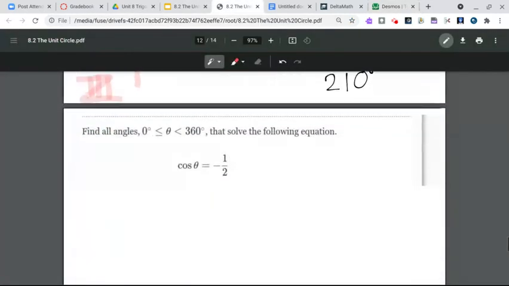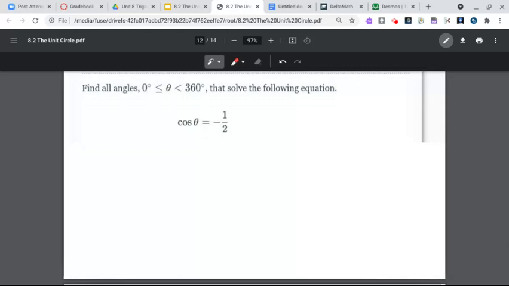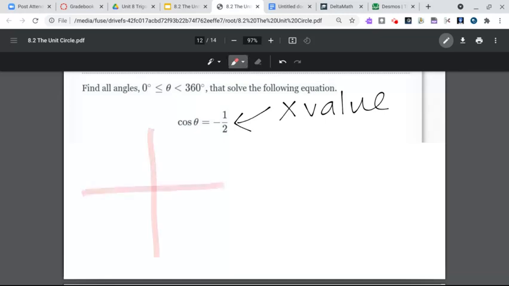Okay, let's do another one. This time we want to find when cosine is negative 1/2. Well now, again, because we're finding cosine, we need the x value to be negative 1/2 in our ordered pairs. So we established in the last problem, for cosine to be negative, it's got to be in quadrant 2 or quadrant 3 because cosine's negative.